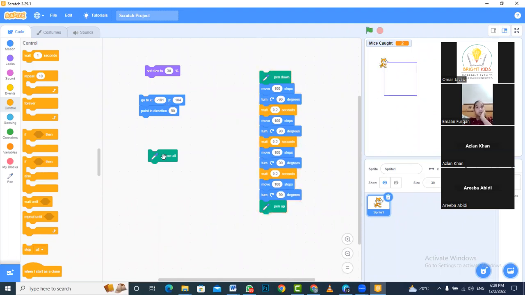See? It was simpler to understand now. So it goes forward, turns, goes forward, turns, goes forward, and turns. This is how it is making a triangle.